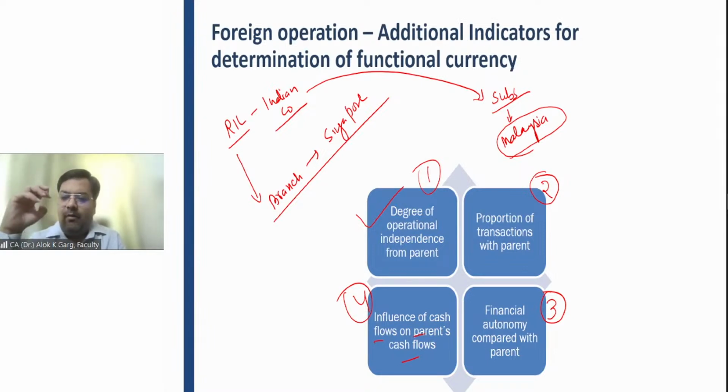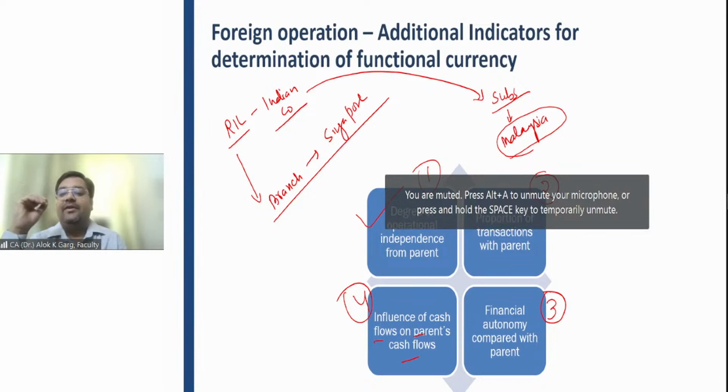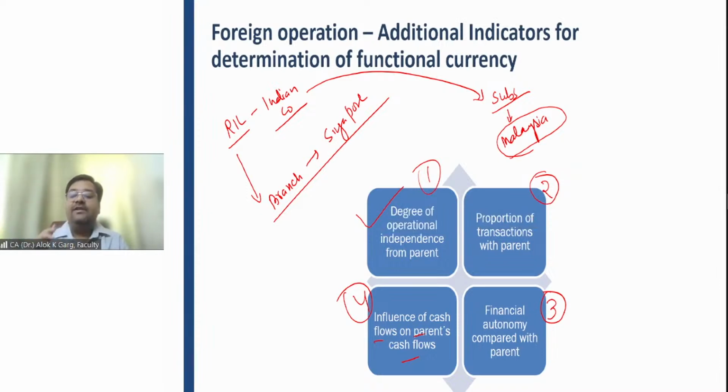Which says that even though this is a subsidiary, right? This is an entity. This is a company. This overseas company is a company, but still it is working like an agent for the parent entity, right? In this case, the functional currency of this entity will be the functional currency of this parent, right?